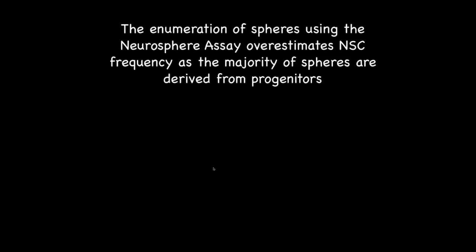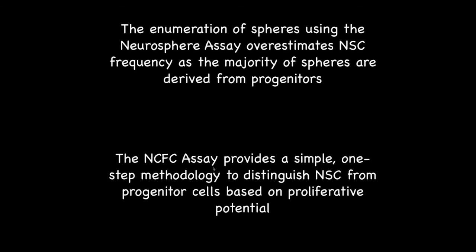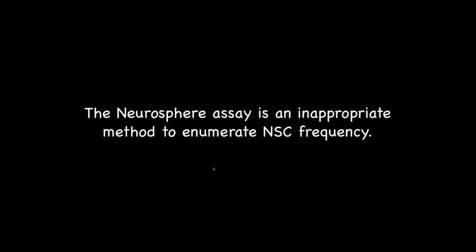So what this meant then was that, remember, we would see approximately 3% of our cells generate spheres, and then only 3% of those actually exhibited the characteristics of a stem cell. So the enumeration of spheres using the neurosphere assay overestimates neural stem cell frequency, as the majority of spheres are derived from a progenitor cell population. And the neural colony forming cell assay provides a simple one-step method to distinguish neural stem cells from progenitor cells based on their proliferative potential.